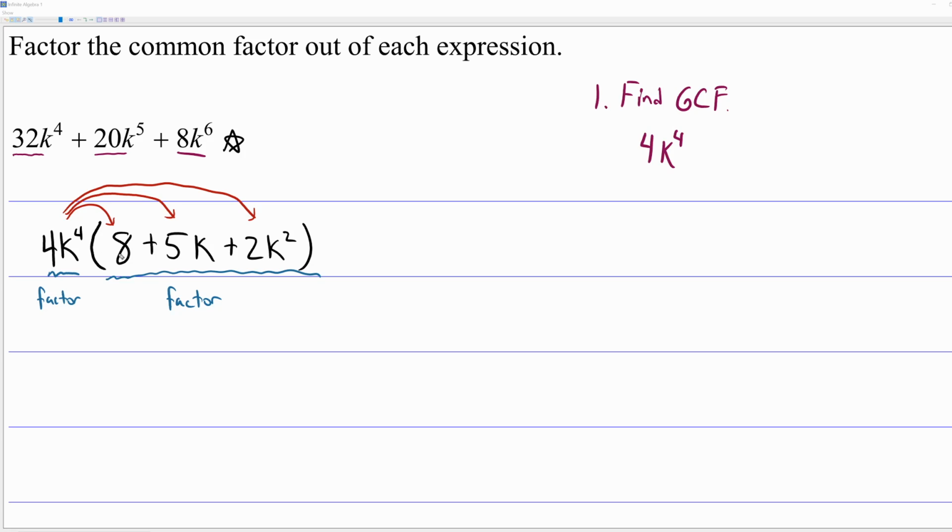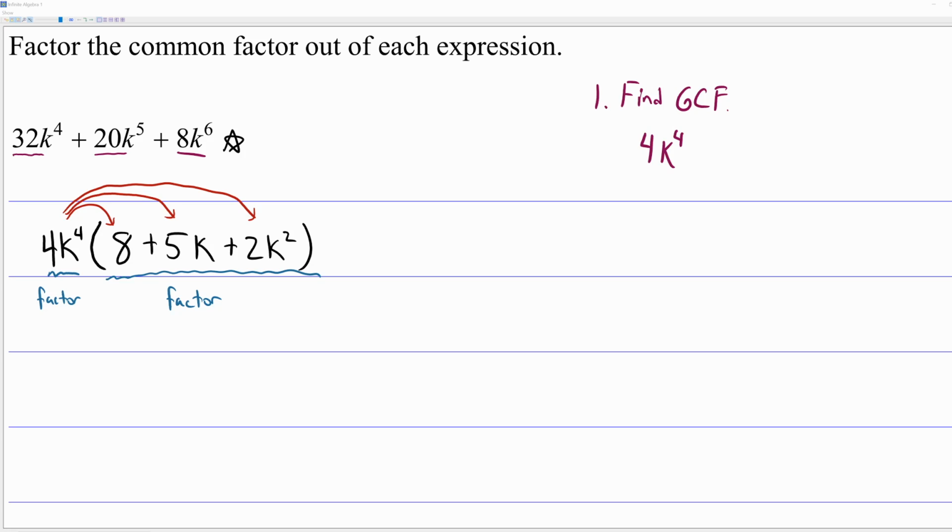4k to the fourth times 8, that's 32k to the fourth. 4k to the fourth times 5k, that's 20k to the fifth. 4k to the fourth times 2k squared, that's 8k to the sixth. So if you multiply this factor times this factor, you end up with the original polynomial. So what we did is we took this original polynomial and we broke it into 2 factors. And that's exactly what factoring is. And this is the most basic technique of factoring, taking out a common factor if there is one.